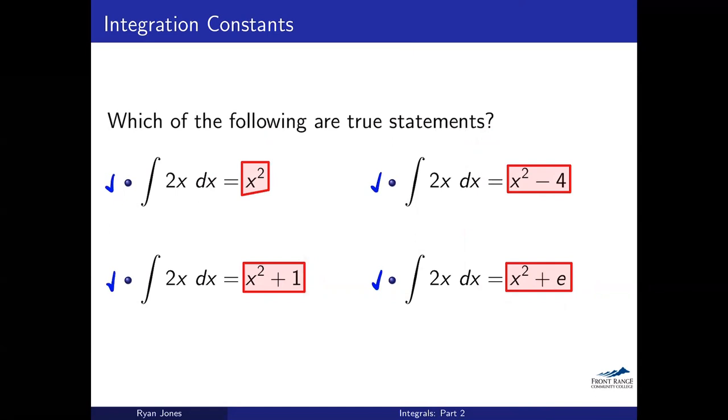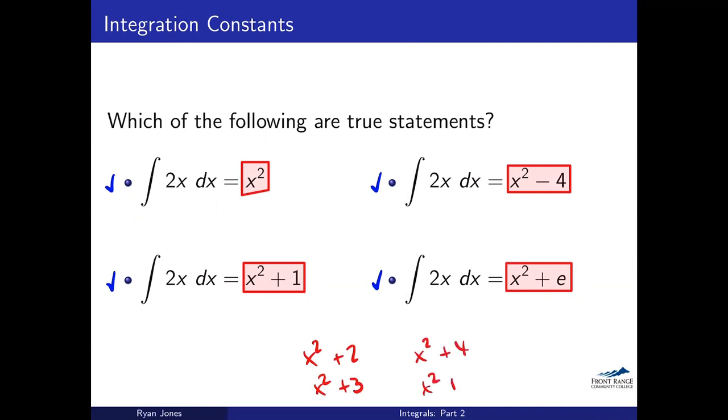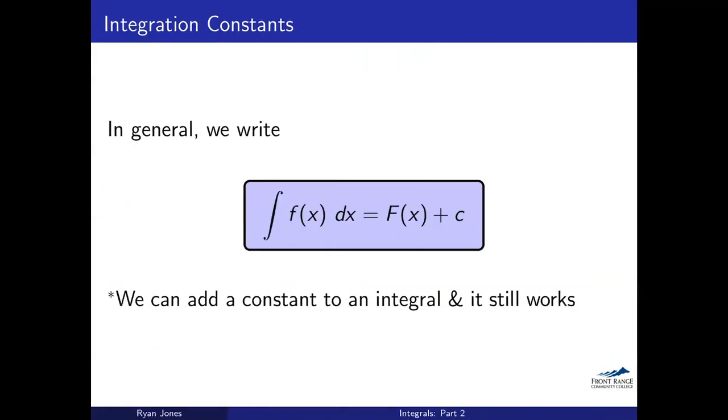This leads us to the question: how do I actually give an answer then? How do I state my final answer, when every time you give me an integral, there are all of these answers? You could write x squared plus 2, x squared plus 3, x squared plus 4, and you could just keep going forever. There's an infinite number of answers. So how do we actually write this out? Well, we just add a c, a lowercase c, and say that's a constant. It works.